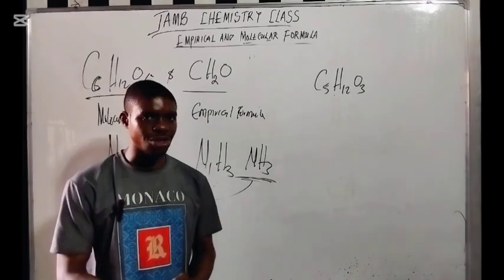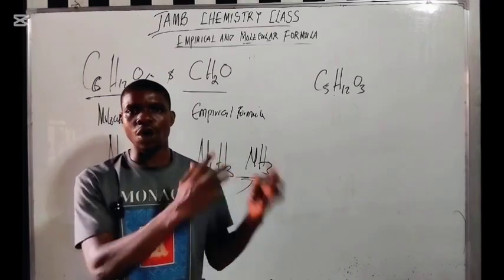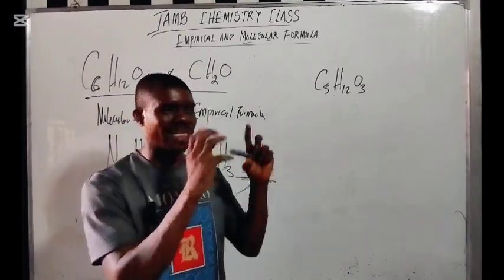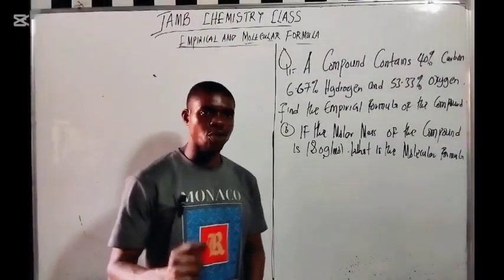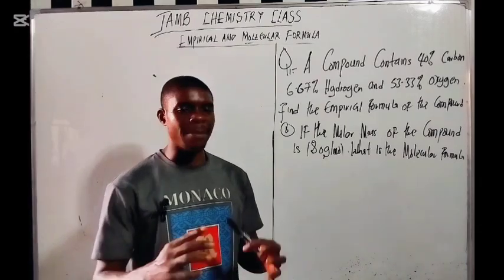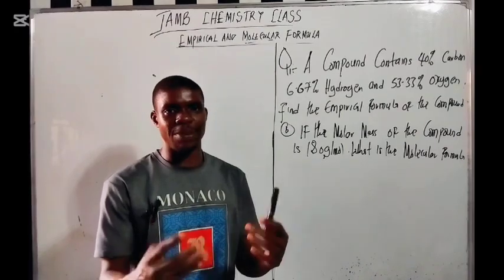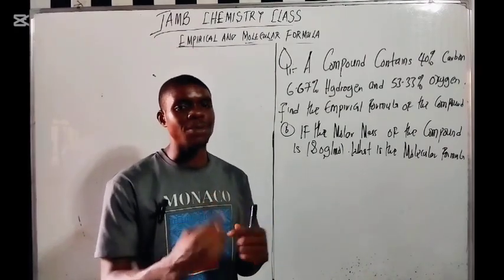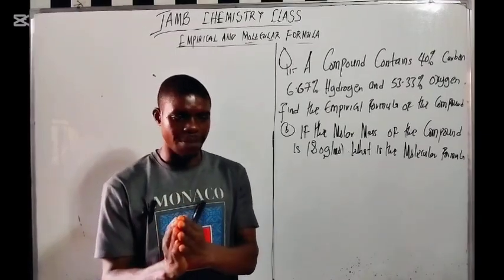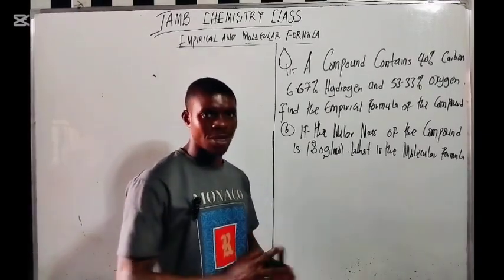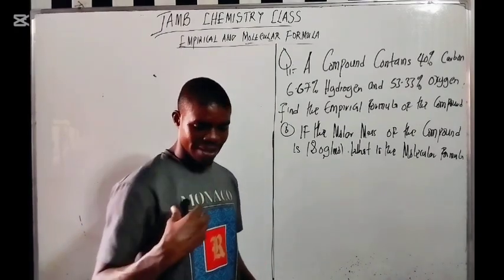So let's move to the calculation aspect now: how to calculate empirical and molecular formula. After I give you all the rules here, what I'm going to do is give you a question and explain the concept very well. Let's get into it. Our first question in this video. From the question, I'm going to give you all the steps for calculating empirical and molecular formula, and show you what you are supposed to do and what you are not supposed to do. Please pay close attention, because I don't want to just give the steps and then bring a question. From the question, I want to give you the steps so you understand it better. So make sure you follow me closely here.